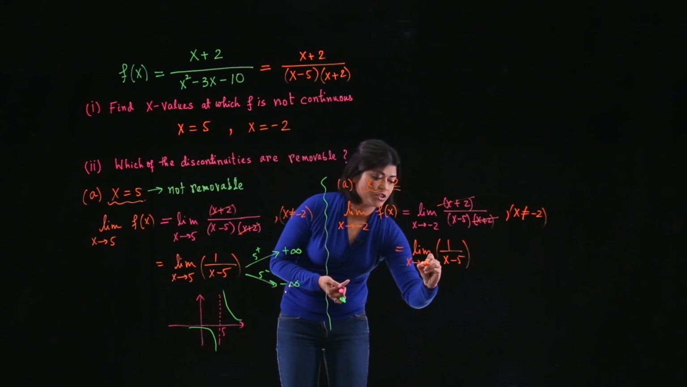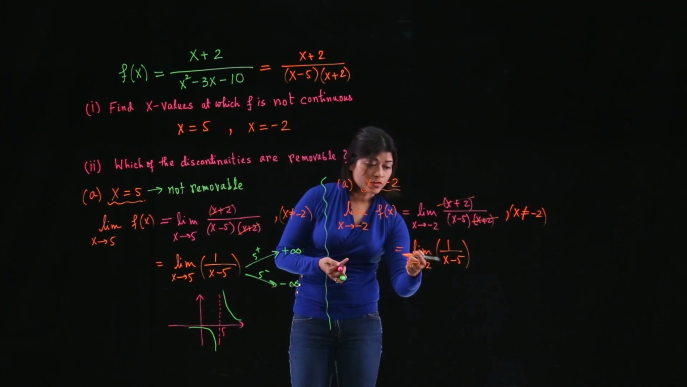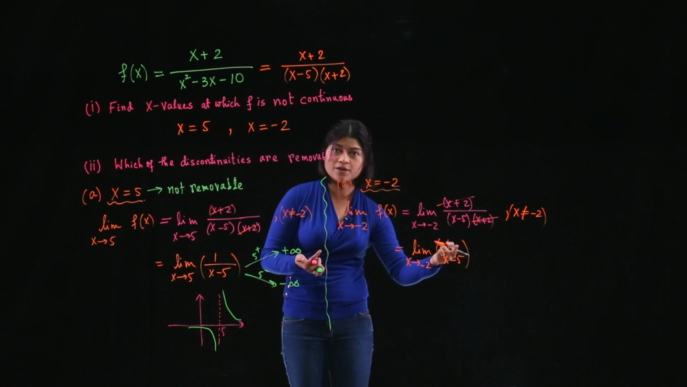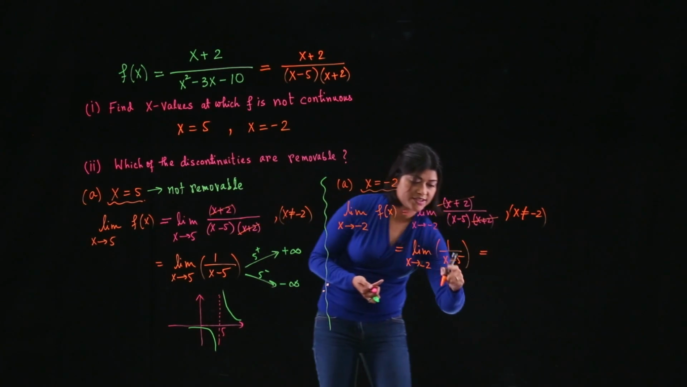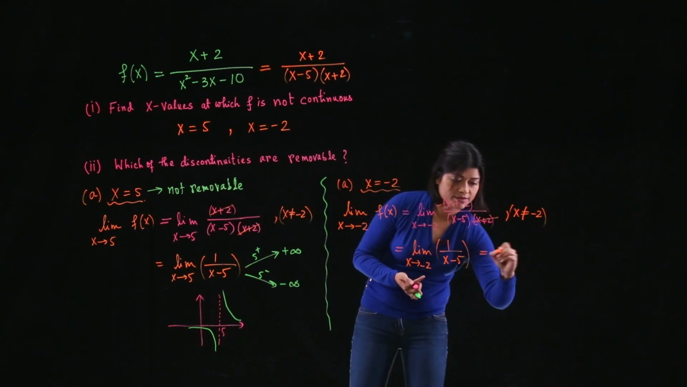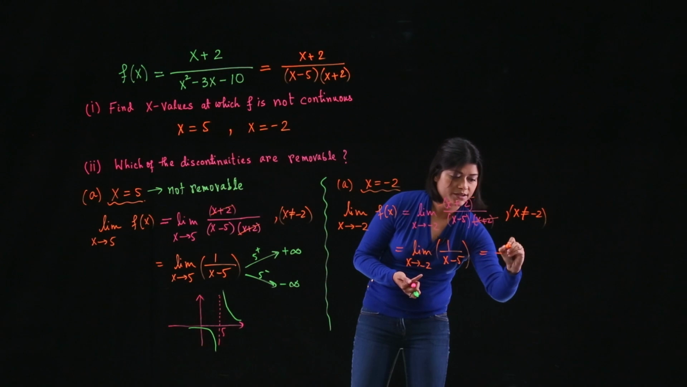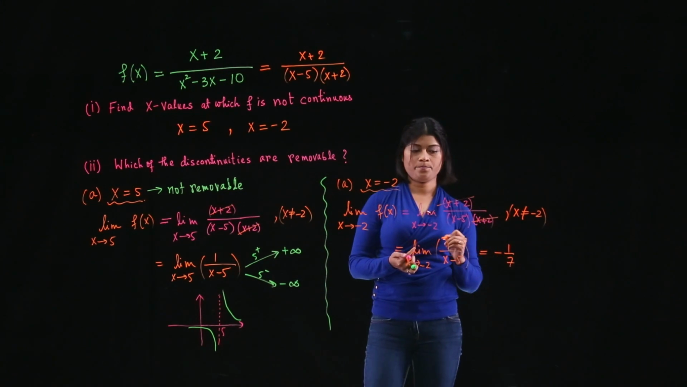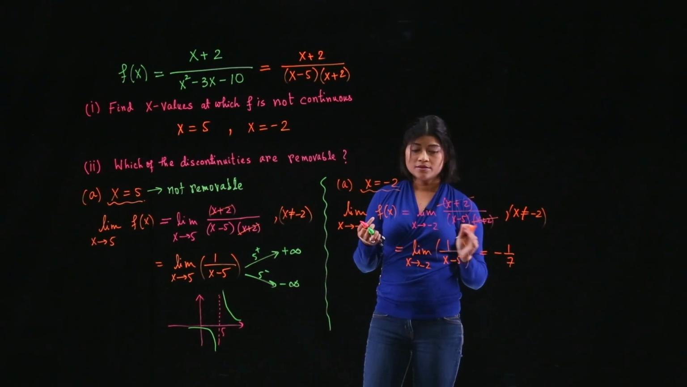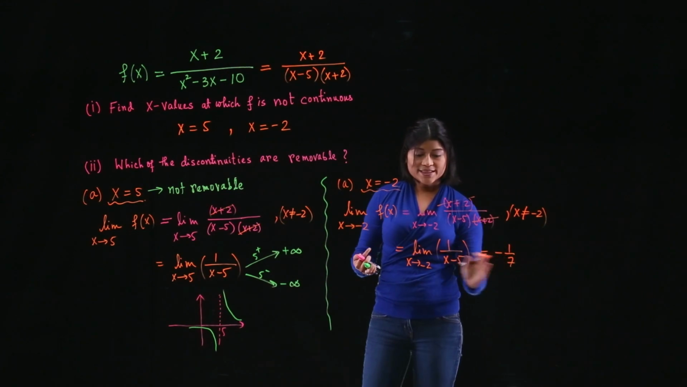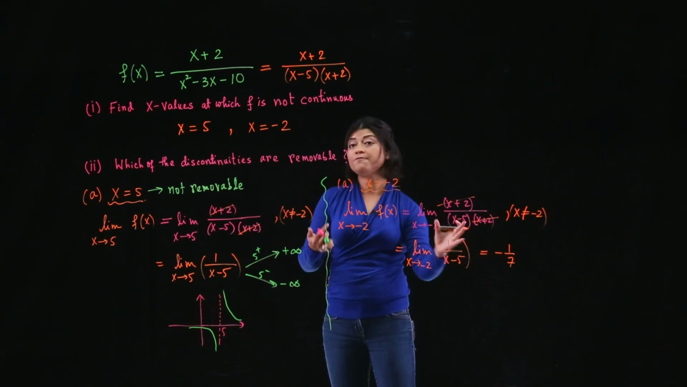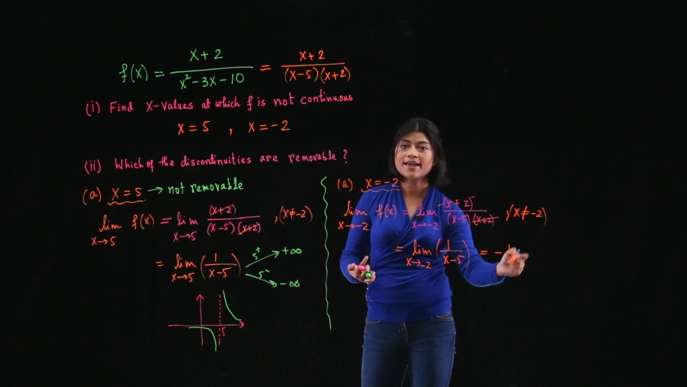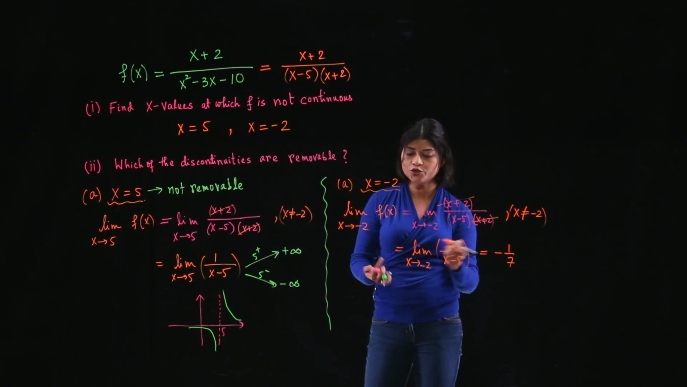But this time x is approaching negative 2. So you can do a direct substitution to evaluate the limit. So if you plug in x equals negative 2, you get negative 7. So negative 1/7 is your answer. All right. Let's understand what this means. The limit exists, but the function is not defined at that point, at negative 2.